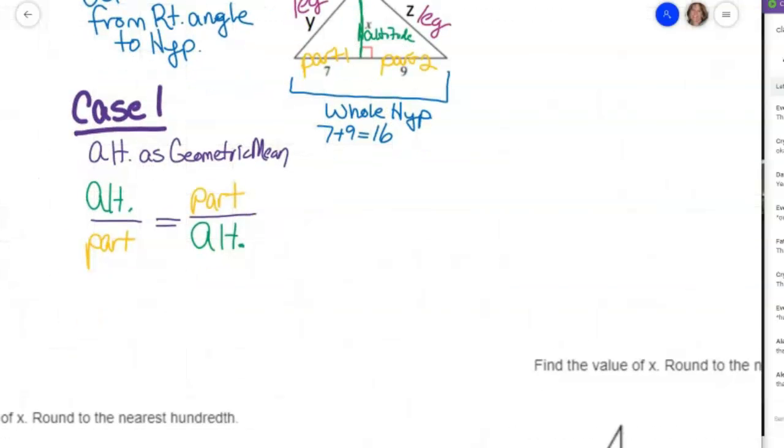All right, so now taking what we know and plugging it in. X is my geometric mean, so it goes in my double position. And 7 and 9 are my other 2 parts. Cross multiply.